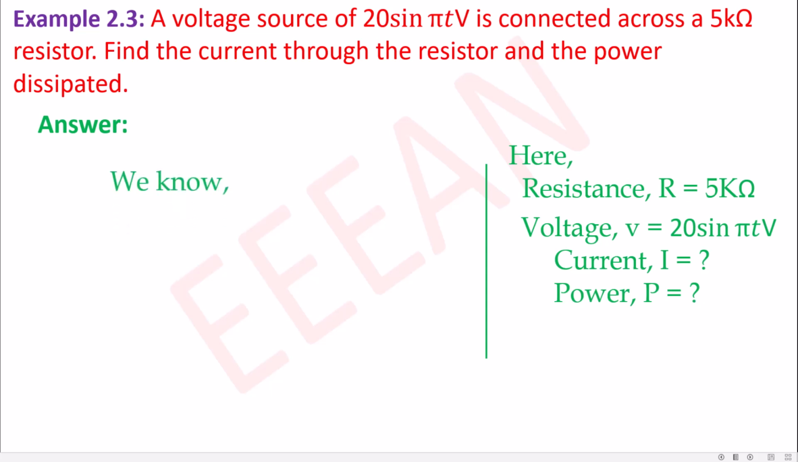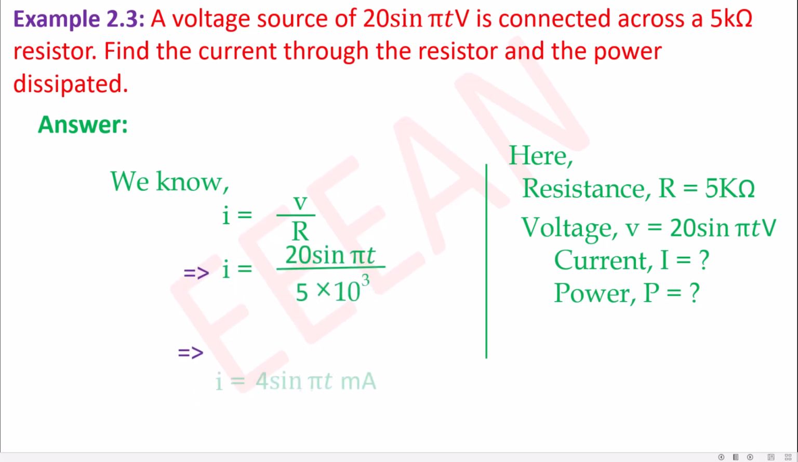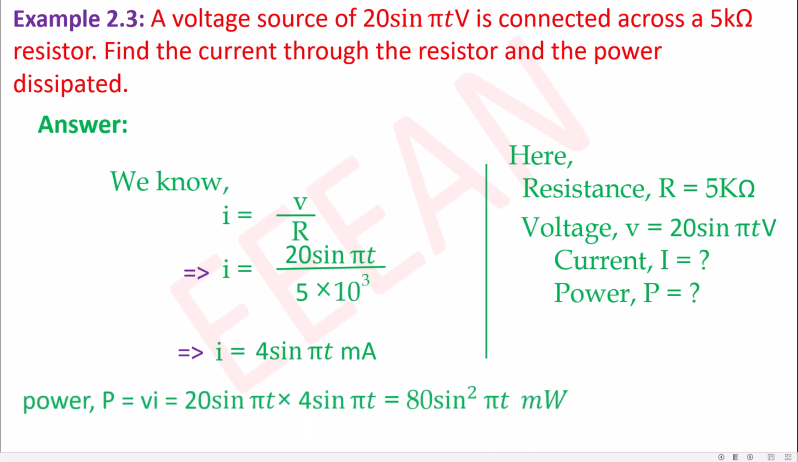We know I equals V divided by R. Put the values of V and R, we get our result 4 sin pi t milliampere. Here the division happens between the magnitude of the voltage and the resistance. Okay, the power P equals VI. Put the values of V and I, magnitude multiplied with magnitude, sine multiplied with sine, and the result is 80 sine square pi t milliwatt.